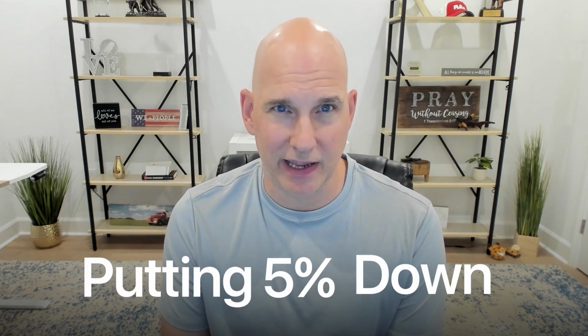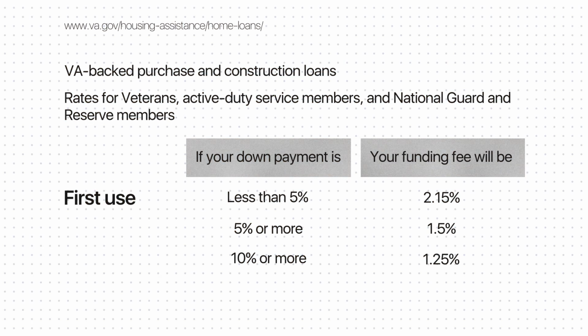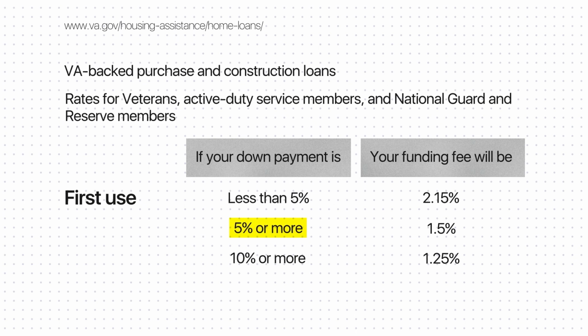There is a way to mitigate the subsequent use funding fee and even lower the amount of your funding fee if it's a first-time use. And that's by putting at least 5% down. As you can see from the chart, if you reference this, when you put 5% down, the funding fee drops dramatically. And in the event that you are a subsequent user of your VA benefits, this is pretty important because it drops it massively. In fact, with 5% down or 10% down or more, your funding fee is the exact same whether you've used your VA loan before or not.